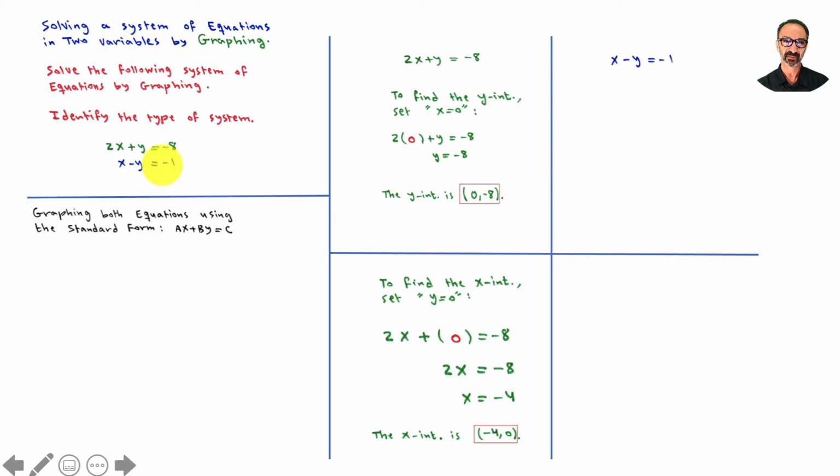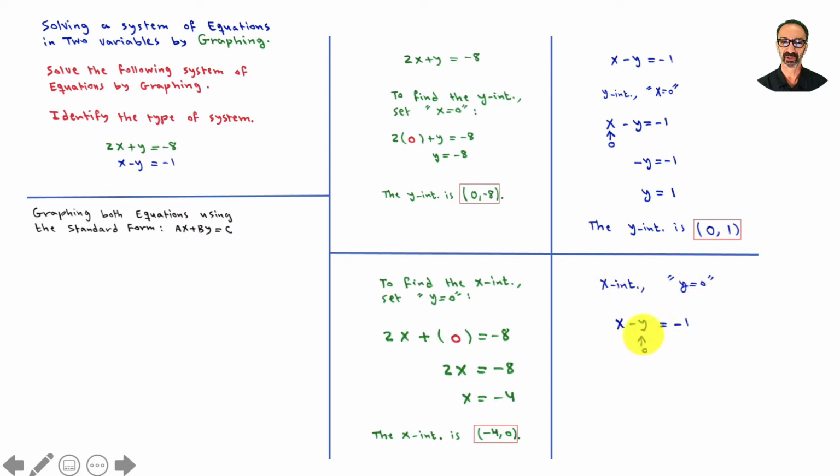Taking the other equation, x minus y equals negative 1. The y-intercept, of course, you set x equal to 0. Plug in 0 here for x. I get minus y equals negative 1. Or differently, multiply by negative 1, you get y equals 1. So the y-intercept is 0 for x, 1 for y. It intersects the y-axis at 0, 1. To find the x-intercept, we set y equals 0. We plug in 0 here for y. So the x-intercept is negative 1, 0.